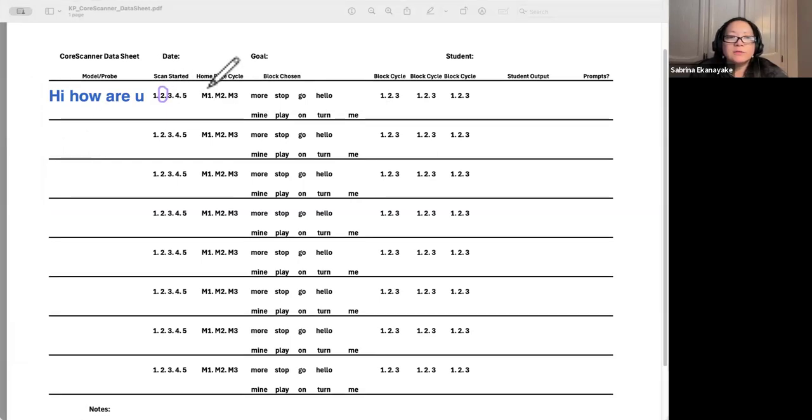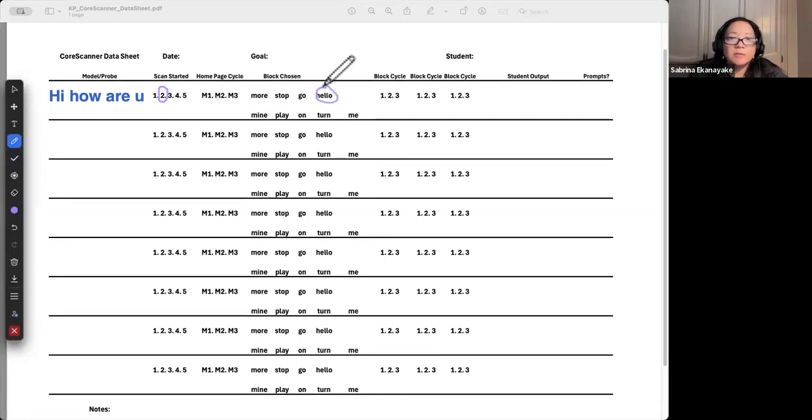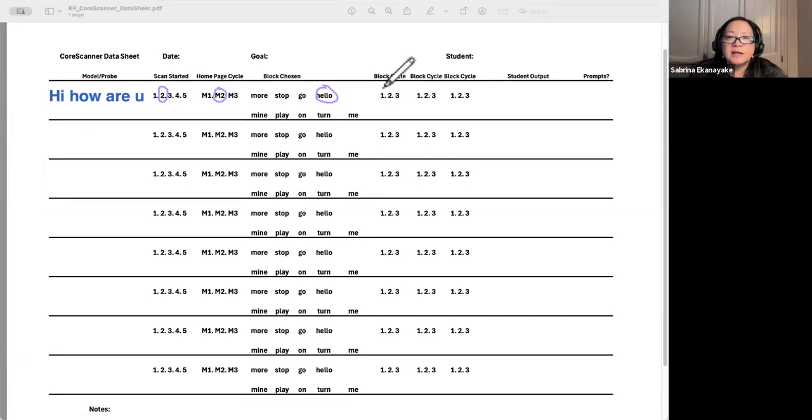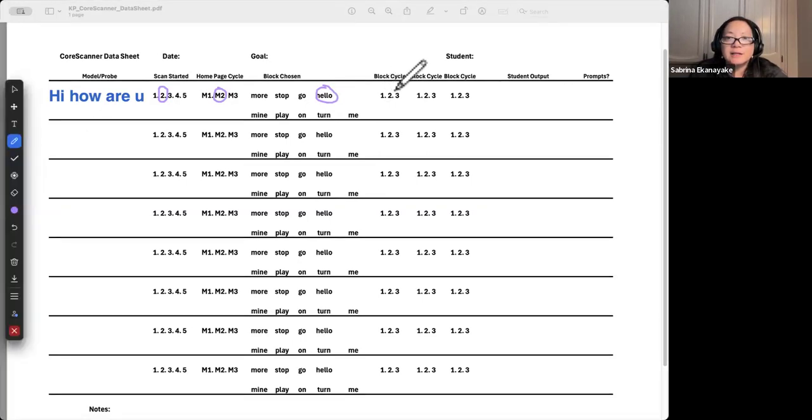That whole cycle goes through, nothing is selected. M2, we hear that. Then we hear, this is going through this whole cycle, we hear hello is selected. When did it happen? On M2, the second time through the home page. Now we're in hello. We listen to each block, each cycle of that whole block go. On the third time, let's say through, we hear please.